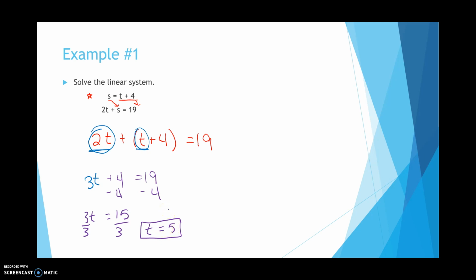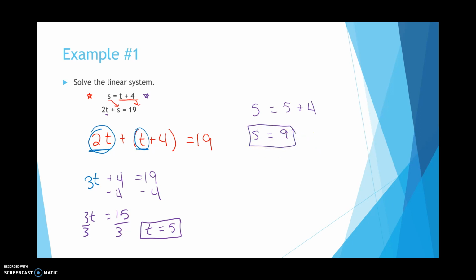So now I need to find the value of s. I can substitute 5 in for t into the first or second equation, it doesn't matter. I'm going to choose the first equation because the numbers are a little bit quicker to work with. So if t is 5, we have to solve for s. So s equals t plus 4. Well, now t is 5, so it's going to be 5 plus 4. 5 plus 4 will give me 9. So s equals 9.